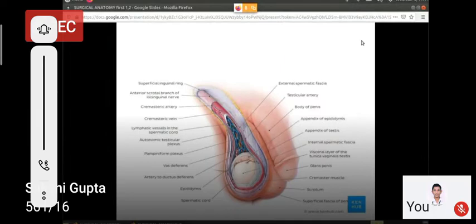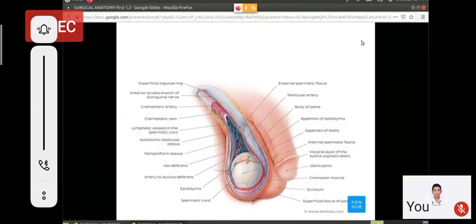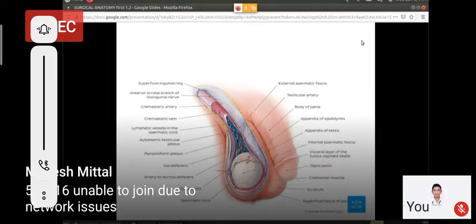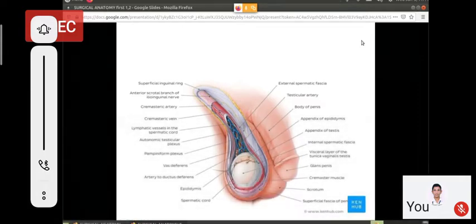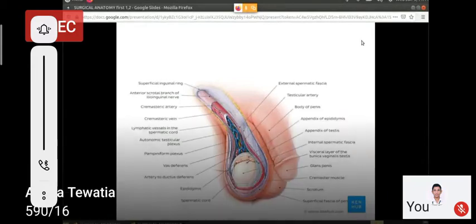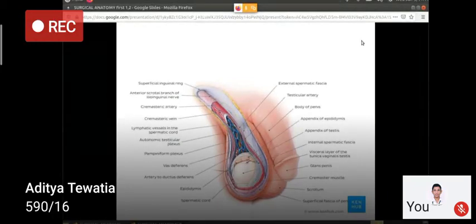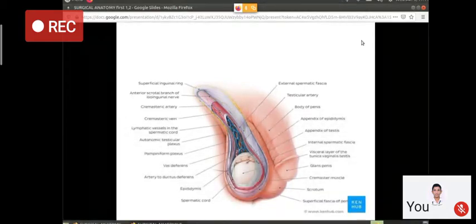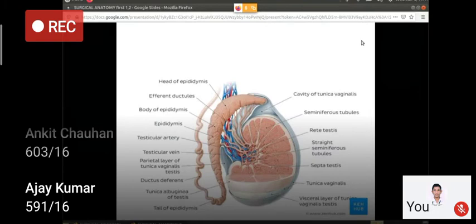This is another picture. I have already discussed this picture, but this is another important picture showing the relationship of different layers with these organs. So we will discuss it somewhere else with this slide.